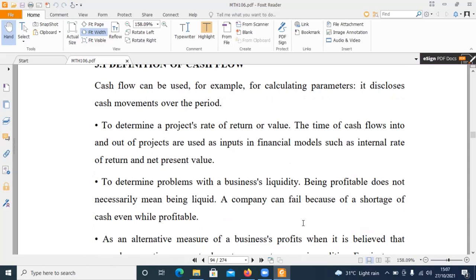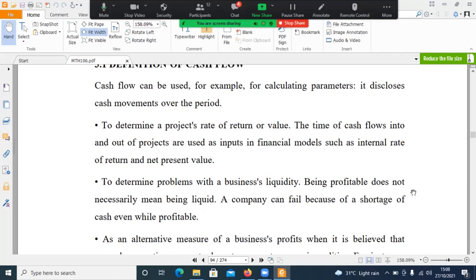There are different parameters one can use to determine the cash flow. One of them, as listed there, is to determine a project's rate of return or value. With the help of cash flow, one can determine the project value, or how much is coming to the account from this particular project. If $10 billion comes into an account from a particular project, one can easily determine the value of that project. And depending on the money coming out or being used on that project, one can as well determine the value or the worth of the project.